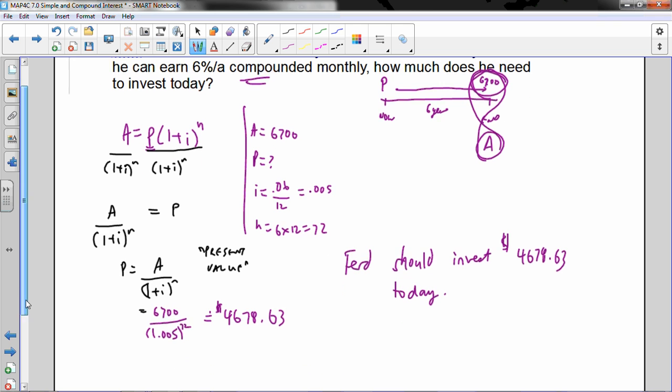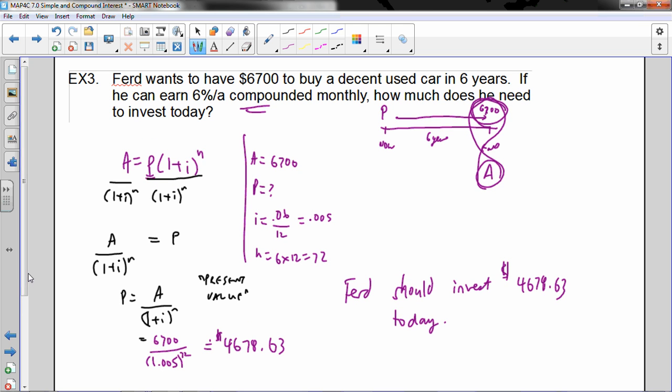I think that's it for the first lesson here. Some homework is practicing both your simple interest and compound interest. All right, stay tuned.